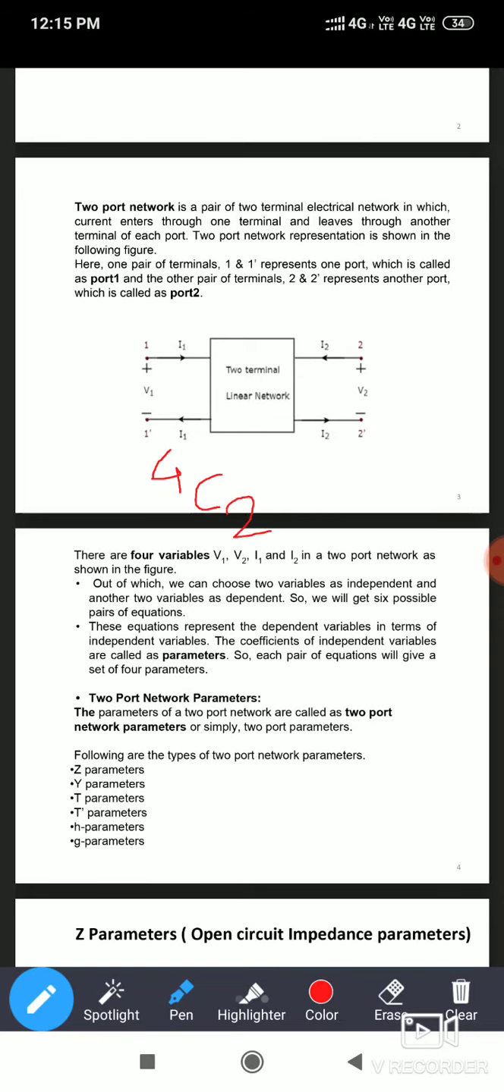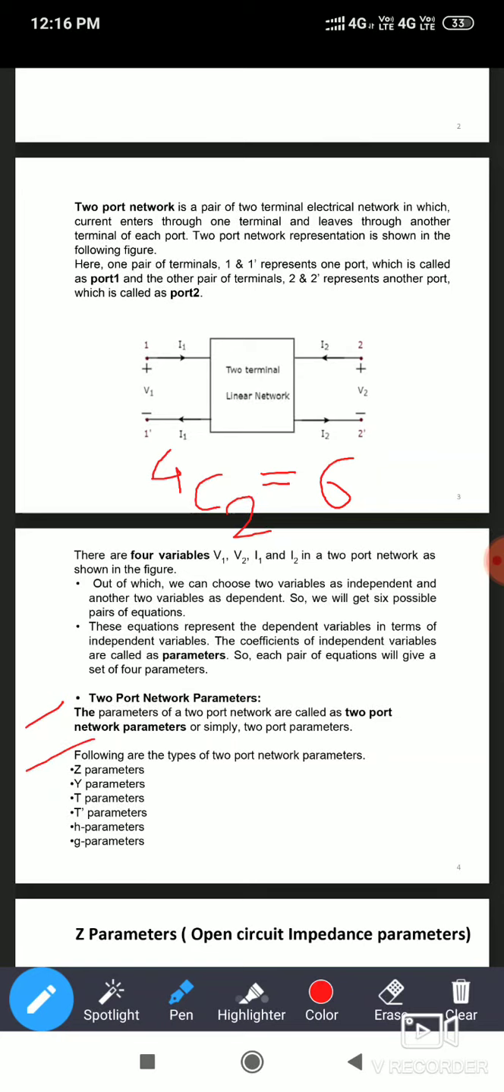Already you learned permutation combination in 11th and 12th standard. So out of four variables, any two variables if you are considering as an independent variable, then that can be calculated by 4C2. So that will be 6. So 6 different combinations we will get. Those 6 combinations are nothing but 6 two-port network parameters. So those are listed here.